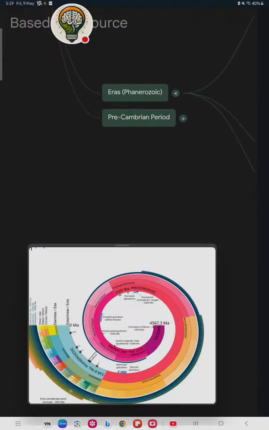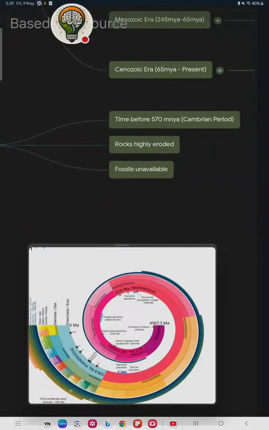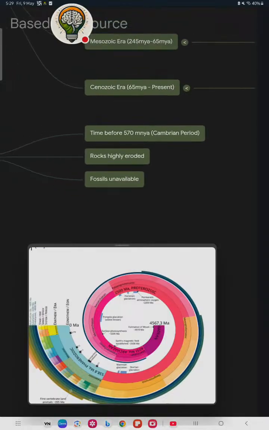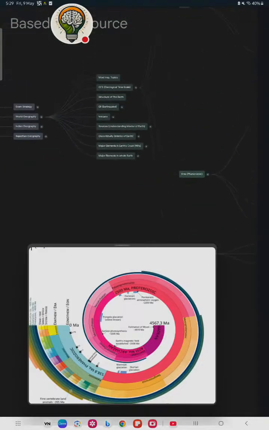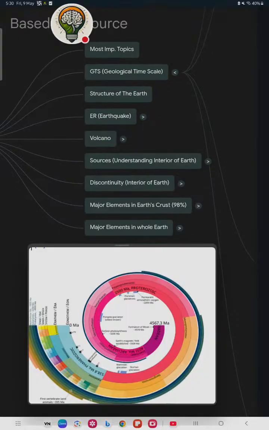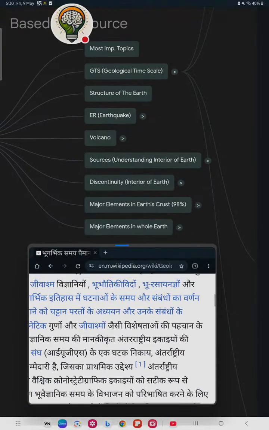Then the Precambrian, the timeline before 570 million years ago, the Cambrian period, where rocks are highly eroded and fossils are unavailable. Then comes the structure of Earth in our syllabus.